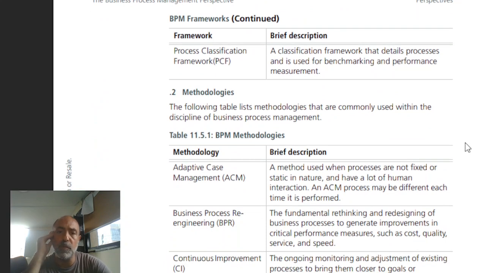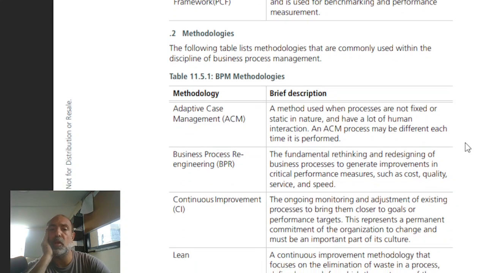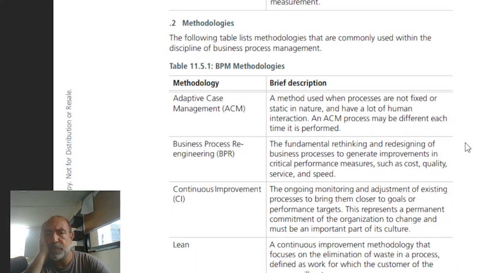The last framework is process classification, which is basically a classification framework that details processes and is used for benchmarking and performance measurements. And the methodologies are basically adaptive case management, ACM, a method used when processes are not fixed or static in nature and have a lot of human interaction.